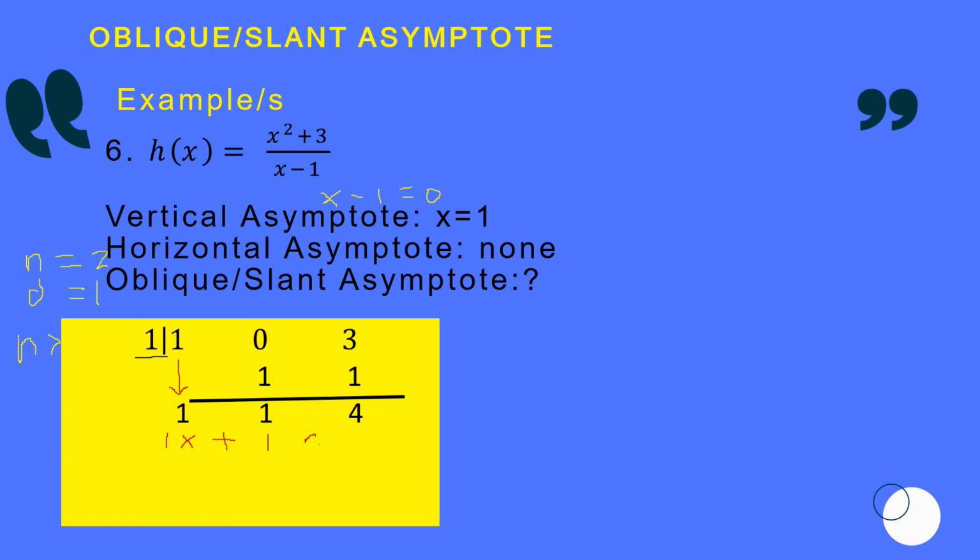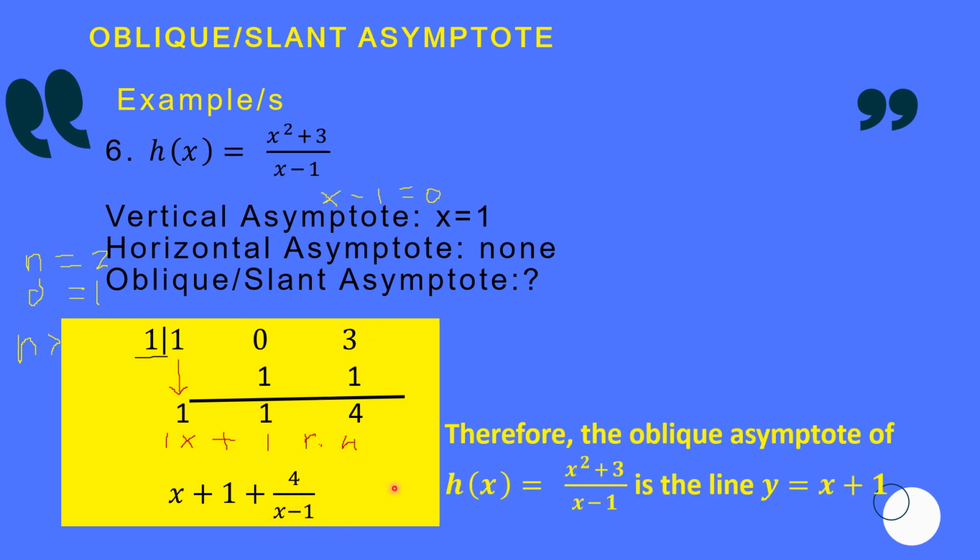Pero hindi natin siya isusulat as ganyan. Isusulat natin siya na ina-add din natin yung kanyang remainder, katulad nito. And then, wala na yung 1 kasi 1 times x is equal to x. And then, plus 1, ito yon. And then, plus remainder yung 4, no? So, 4 all over x minus 1. Yan yung ating divisor. So, therefore, ang ating oblique asymptote is h of x equals x squared plus 3 all over x minus 1 is the line y is equal to x plus 1.